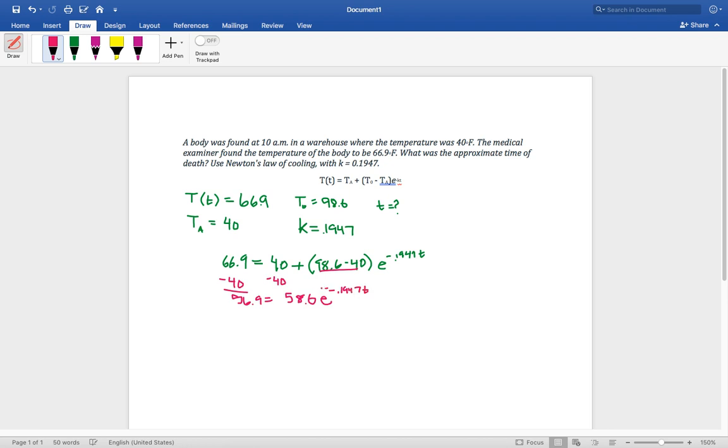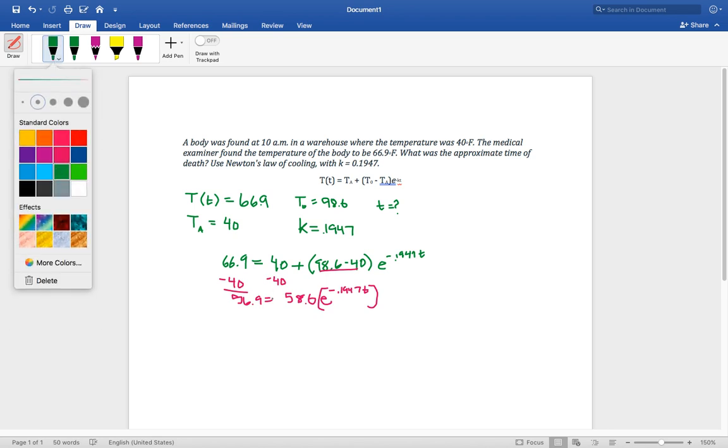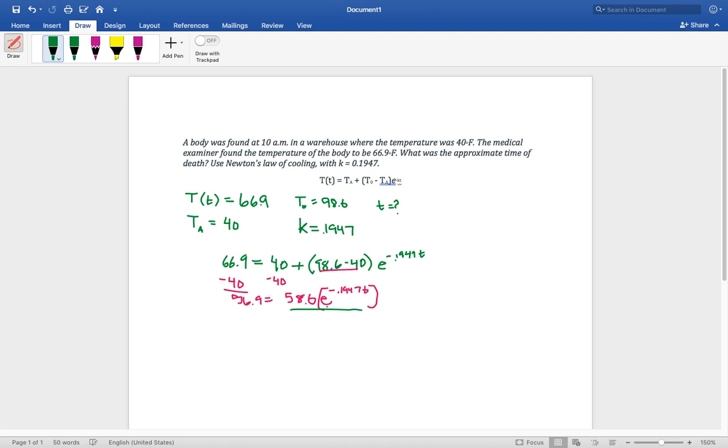Okay, this is kind of one thing. This is e to the power, so we can't split that up, but we can get rid of this 58.6 out there because that's times this, right? So we're going to isolate the variable that has the exponent by dividing by the coefficient, 58.6.